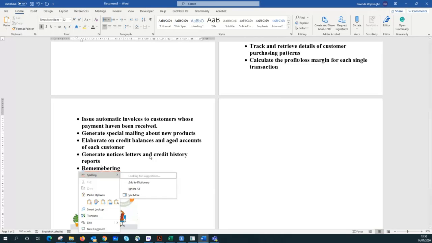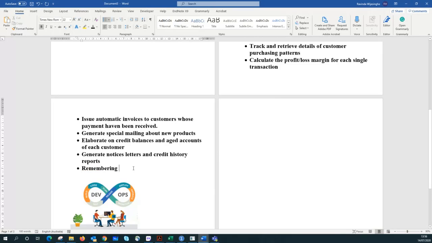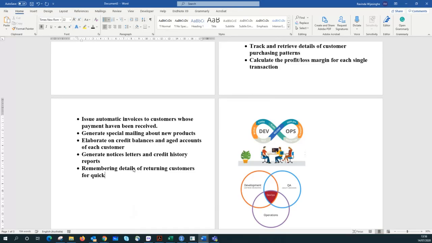So remembering details of returning customers, or maybe you can say customers for quick order processing, isn't it? There is another capability.